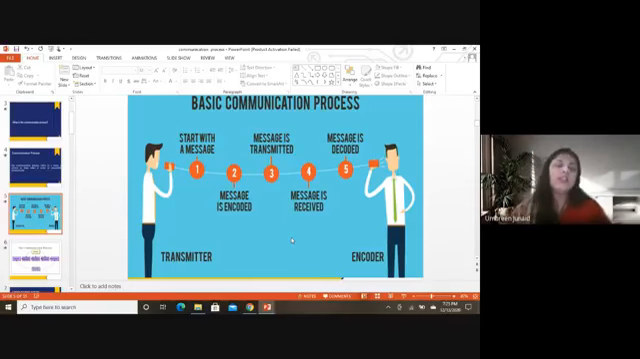So actually, to discuss the process as a whole, we will say the 1 and the last, the 1 and the 7, the sender and the receiver, the transmitter and the encoder, they both are very important. They actually play the vital role in the whole communication process.